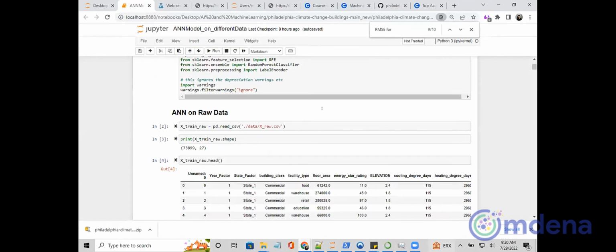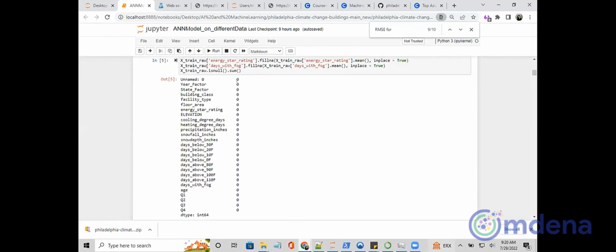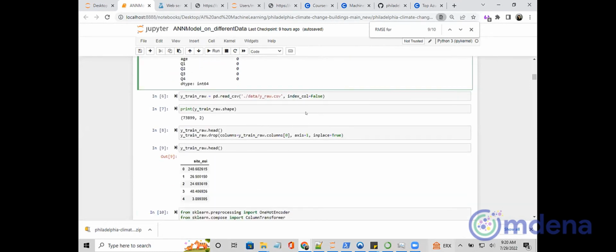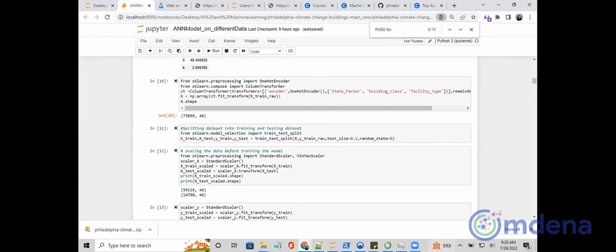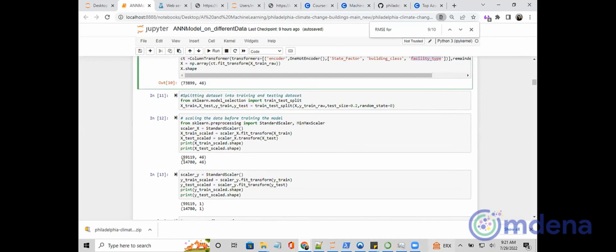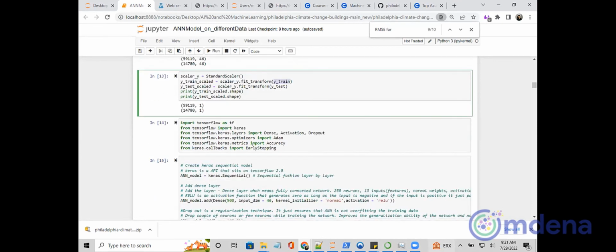Initially, ANN on raw data. I picked up the raw file and did some pre-processing, where I filled all the null values with the mean values for days with fog and energy star rating. Then I read the raw file again for the y train raw. Then I did one hot encoding for all these categorical variables. Then I scaled the features for both x and y data, for both test and train. And then I passed it.